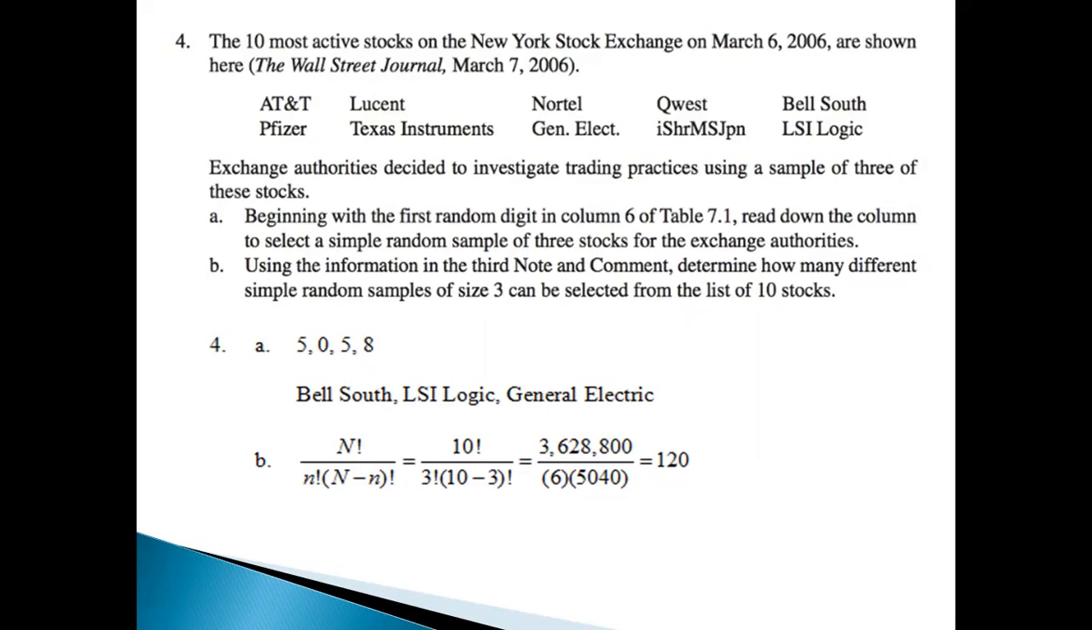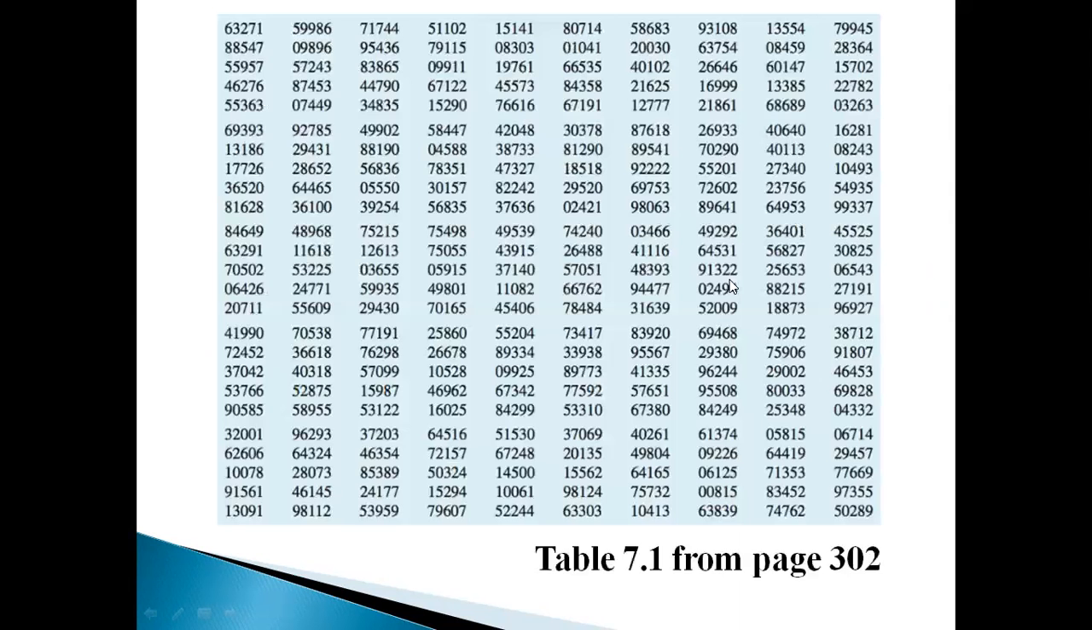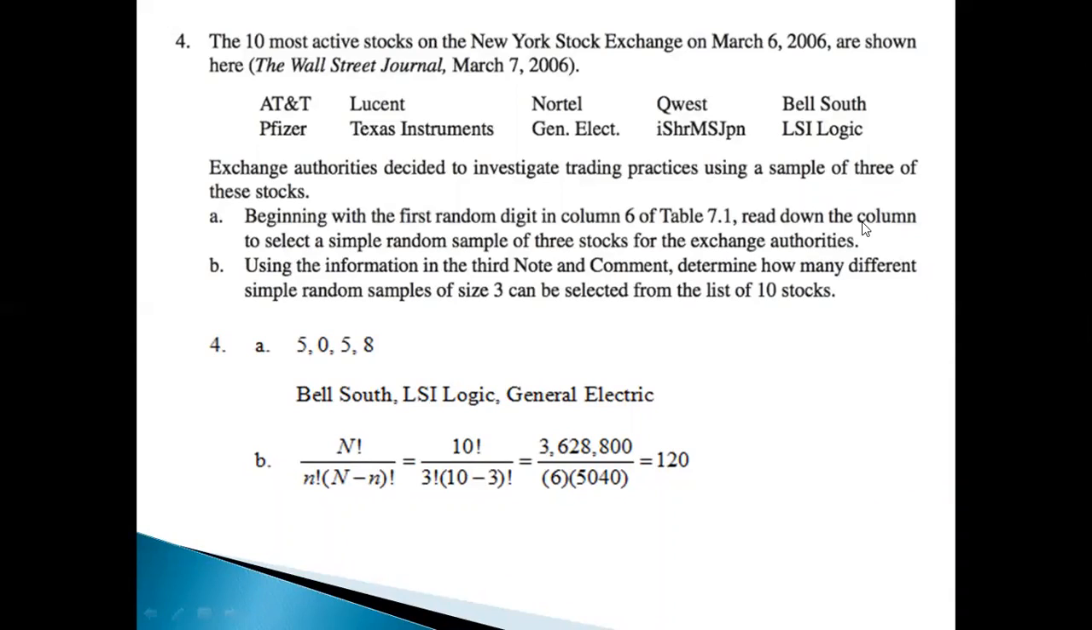shown here. AT&T, Lucent, Nortel, Qwest, BellSouth, Pfizer, Texas Instruments, General Electric, iShares MSCI Japan, LSI Logic. So the exchange authorities decided to investigate trading practices using a sample of 3 of these stocks, beginning with the first random number in column 6 of Table 7.1, which is on the next page here. Read down the column to select a simple random sample of 3 stocks for the exchange authorities.